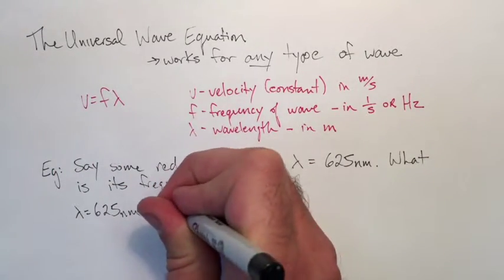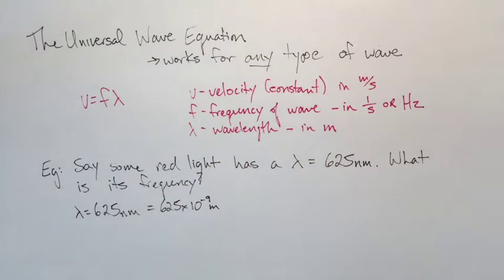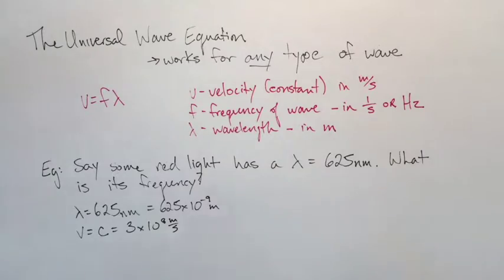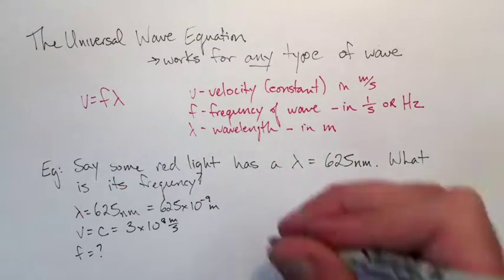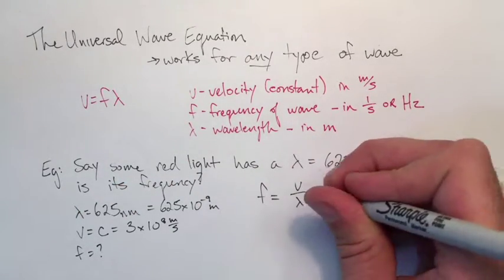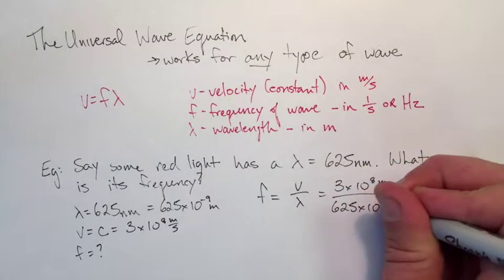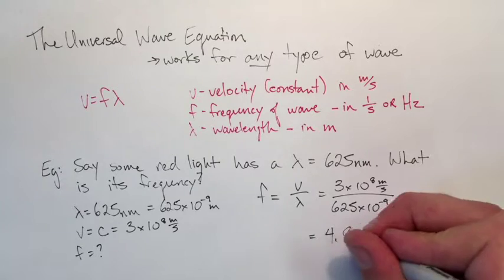So we're going to list the wavelength here, 625 nanometers, and we have to remember nanometers are 10 to the negative 9 meters. It is light, so we know its velocity. It's the speed of light, 3 times 10 to the 8. So let's calculate the frequency using the equation. We get a final answer here of 4.8 times 10 to the 14 hertz.